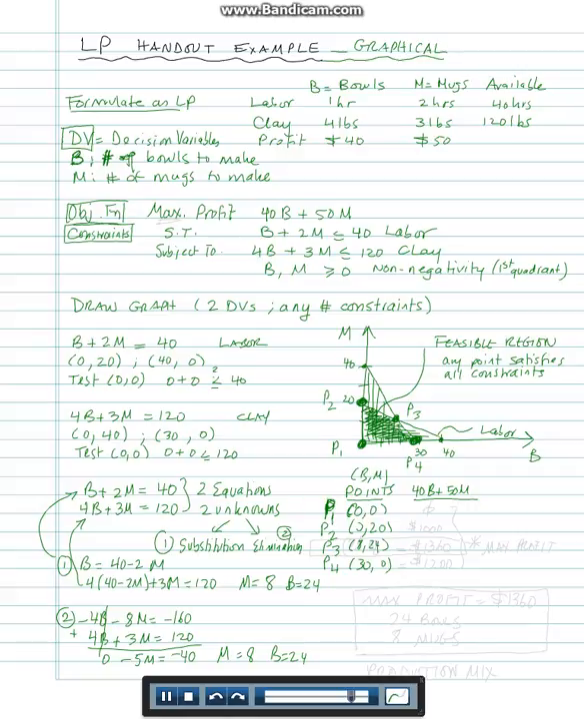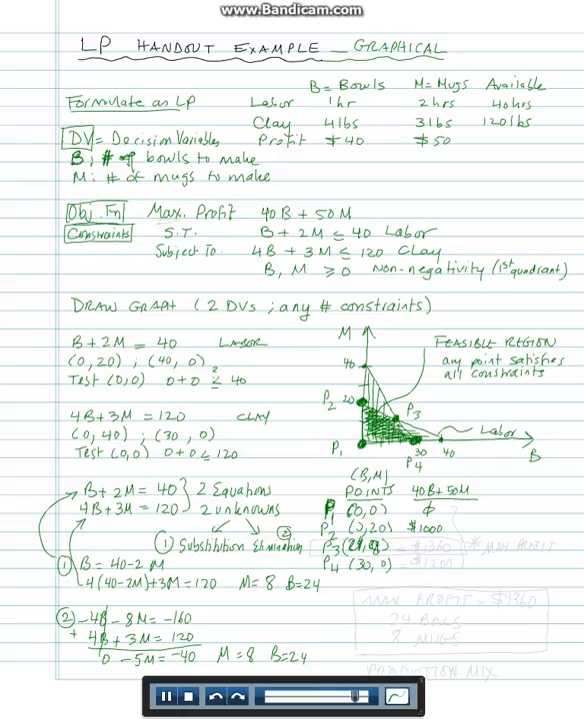And so now I'm ready to calculate the objective functions. 0, 0 will give you 0. 0, 20: 40 times 0 plus 50 times 20 is 1,000. This is my total profit if I make 0 balls, but I make 20 mugs. If I make, sorry, I made a mistake here. B is 24, M is 8. So this is 24 and this is 8.